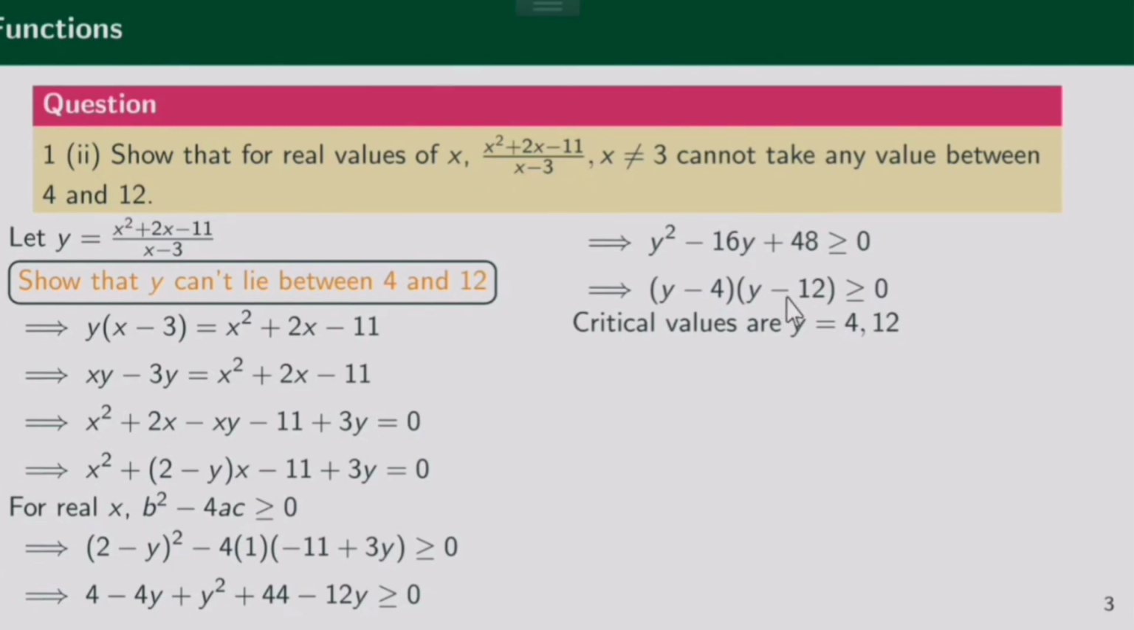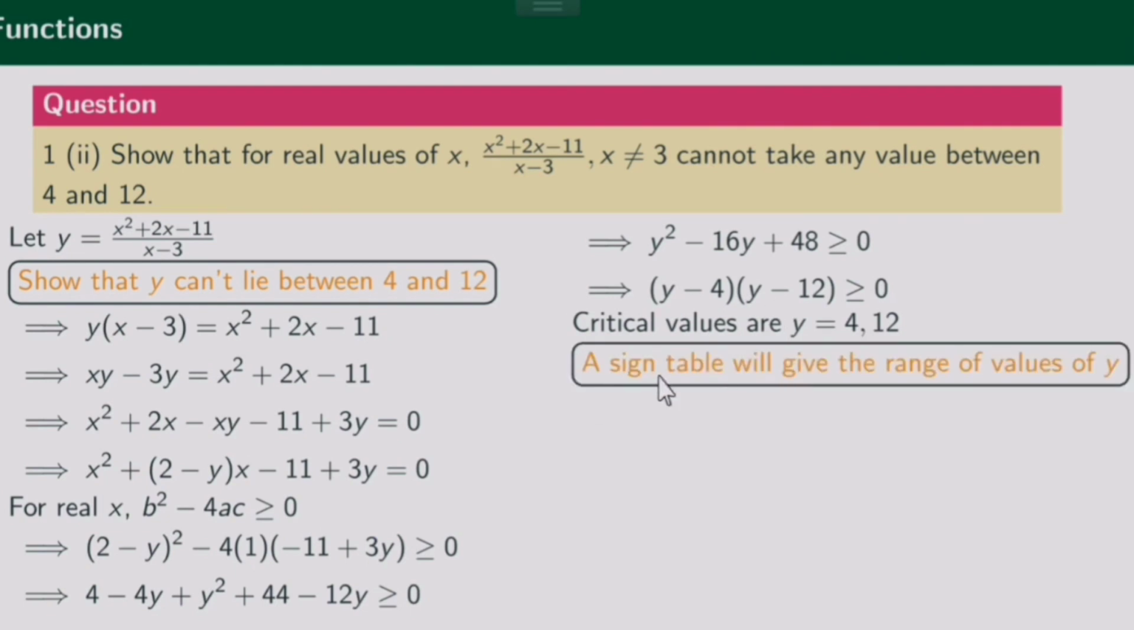So these are the critical values, the values for which each of these terms will vanish, or the boundary values. Now the boundary values are going to help us to create some ranges of values for y, in order to find the range for which those values will satisfy this inequality. Now, a sign table will give us a range of values of y. There are many ways to draw the sign table, but I will use one of the easiest ways, which is just drawing a number line and indicating those critical values as they appear on the number line. So I'll have a number line, then the critical values are 4 and 12.